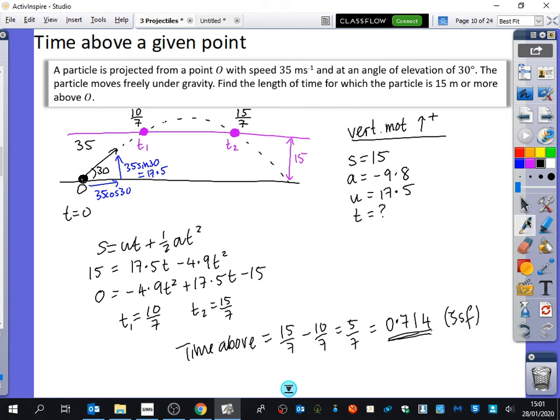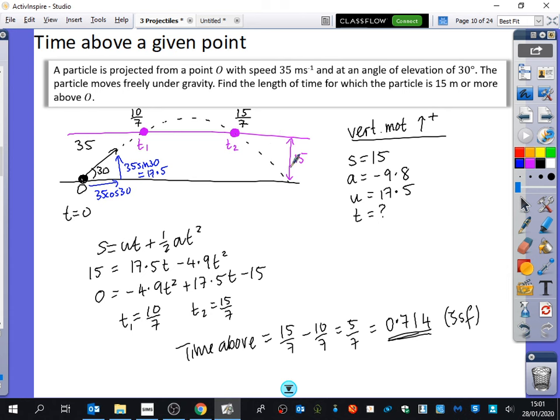How long do you think it takes to go from here to here? 10 over 7. Not 15 over 7, it takes 10 over 7. Because to go from here to here, it took 10 over 7. So it must take 10 over 7 to go from over here to over here. How long do you think it takes to go from here to here, to the peak? 12.5 over 7, because it's halfway between the 10 and the 15, or it's half of the total time.